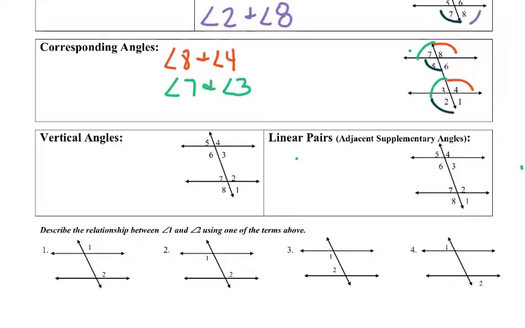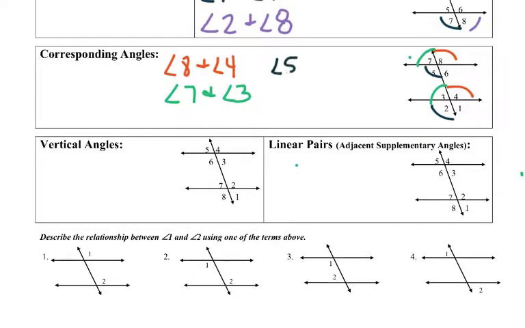Angle 5 and angle 2 are corresponding, and then that leaves angle 6 and angle 1 as the last pair of corresponding angles. Not really a definition that goes with them, just kind of that visual of the picture.